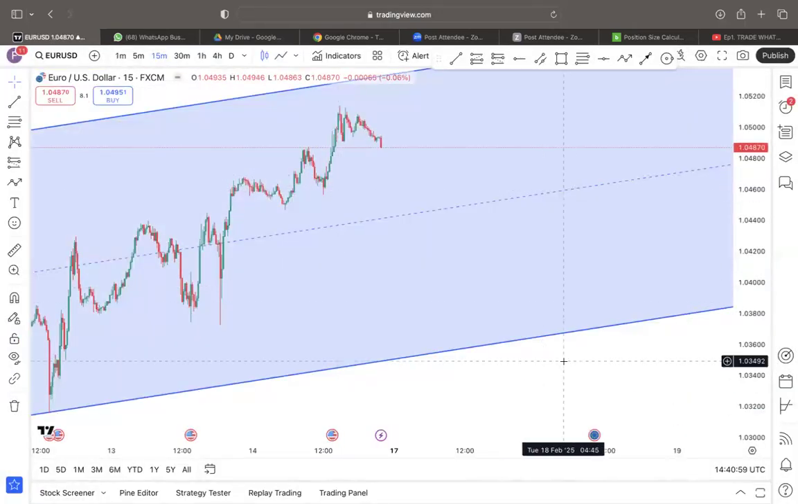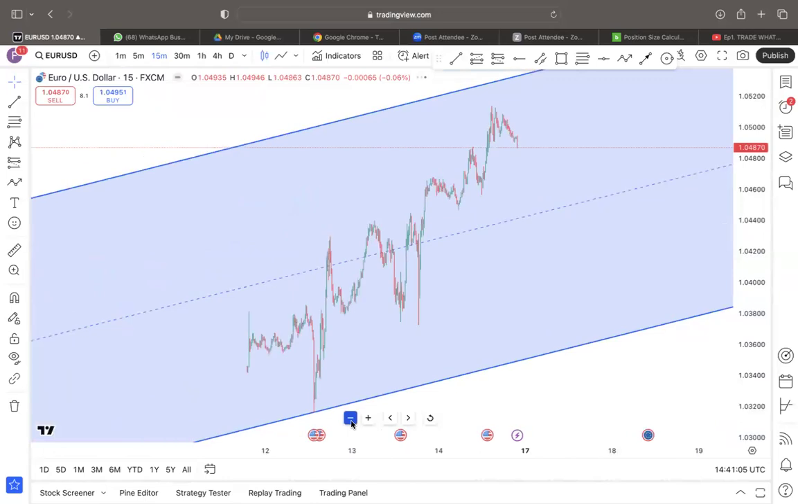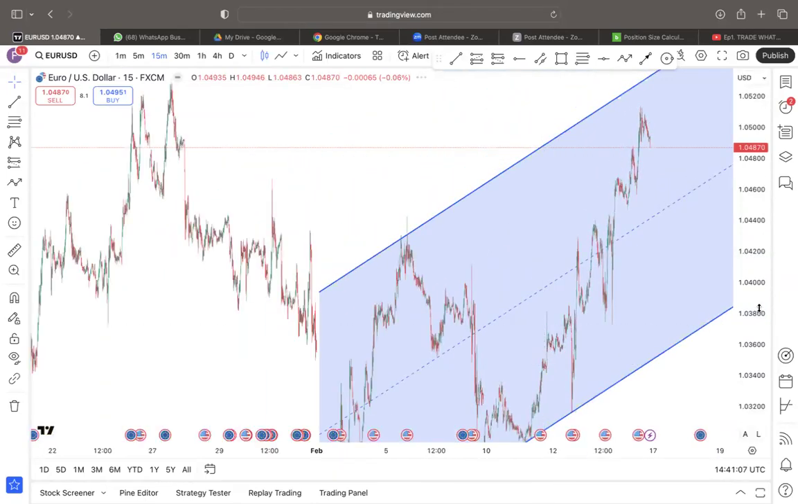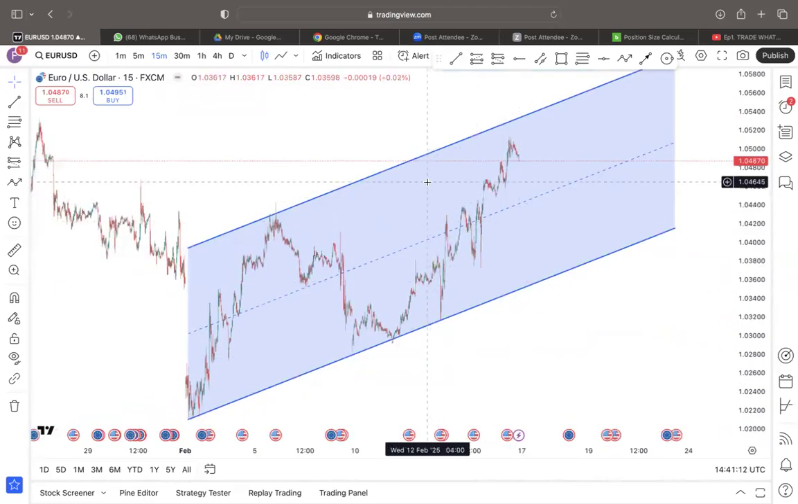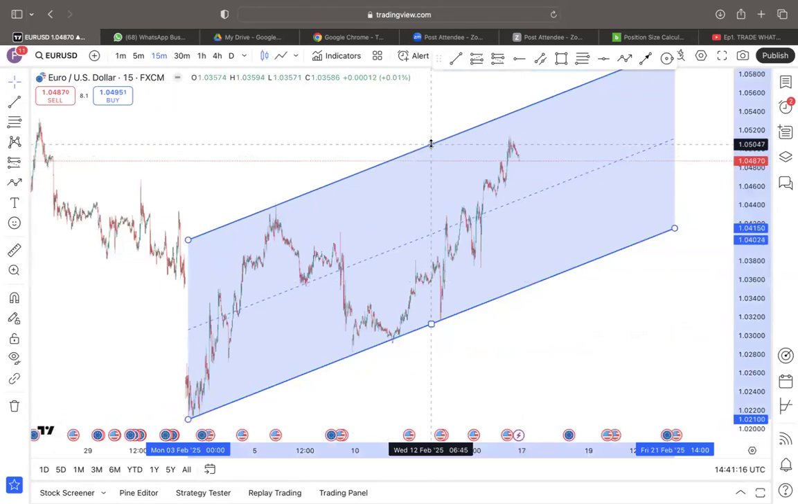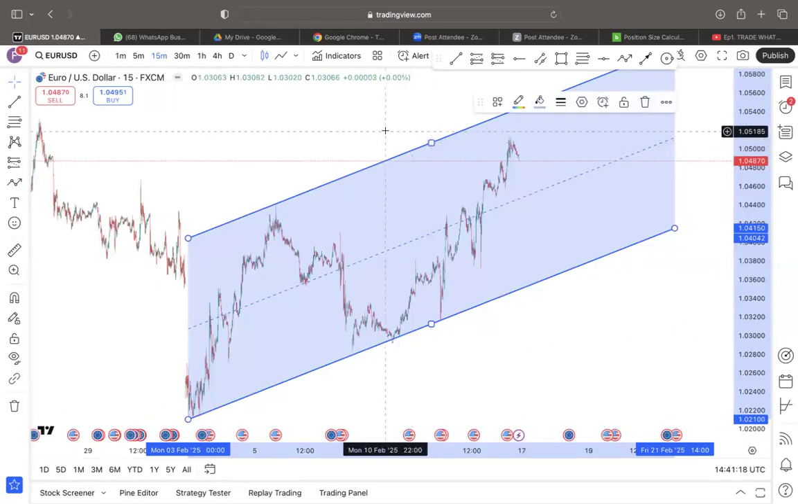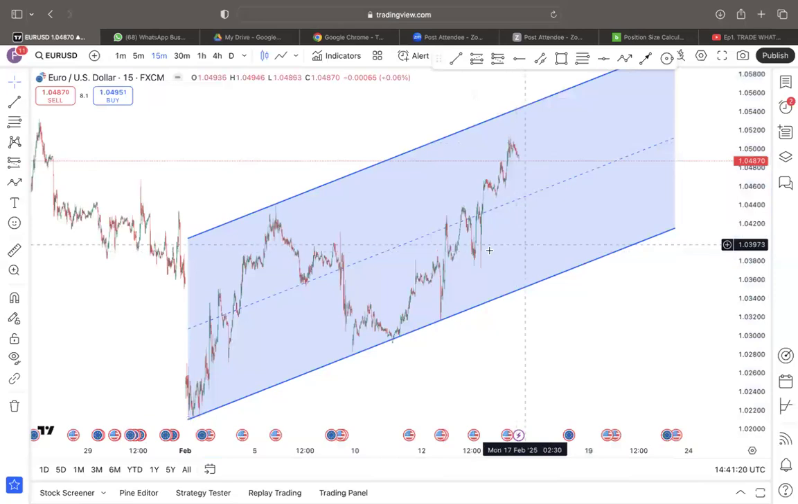On Euro USD, I'm having the same pattern I'm having on GBP USD here. That's exactly what I'm having here too. So a channel formation, and I'm having this channel this way. In other words, I'm expecting price to still do more of what? More of buys. I'm expecting price to still do more of buys.